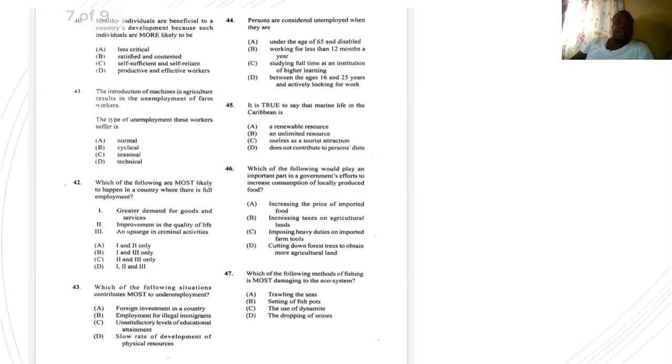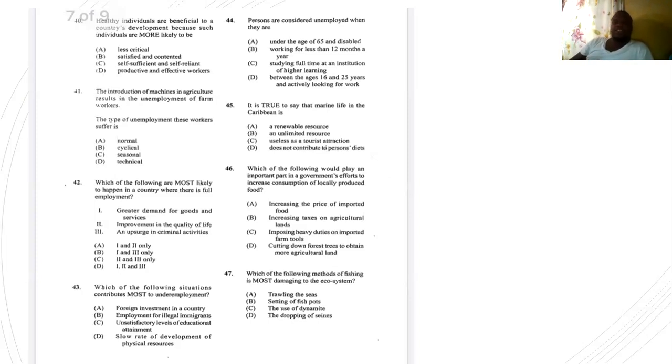1, greater demand for goods and services. 2, improvements in the quality of life. Or 3, an upsurge in criminal activities. We know if persons are employed, right? They're going to have greater spending power, so there's going to be a greater demand for goods and services, which is correct. Improvement in the quality of life. You have money, you are able to take care of yourself better and satisfy your needs and wants even better.